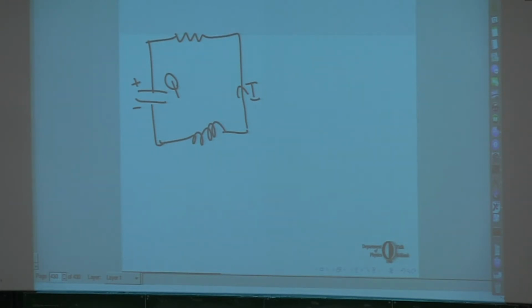So what is the equation that will govern the time dependence of the current and the charge? Now, first of all, with this convention of the positive sense, if the current is positive, is the charge in the capacitor increasing or decreasing? If I is positive, Q is increasing. So dQ by dt is equal to plus I.